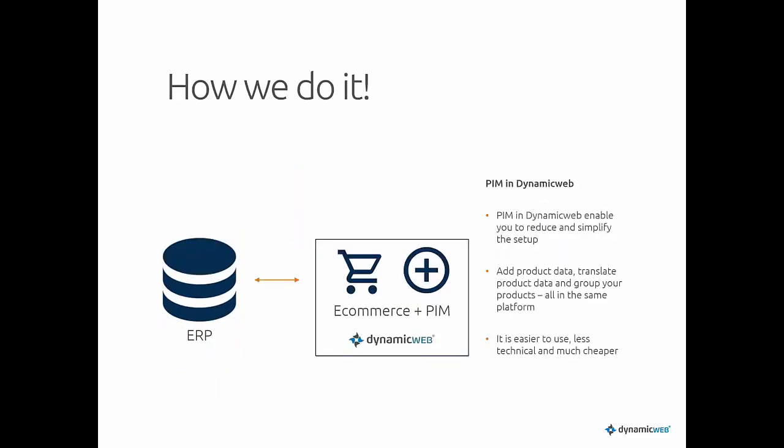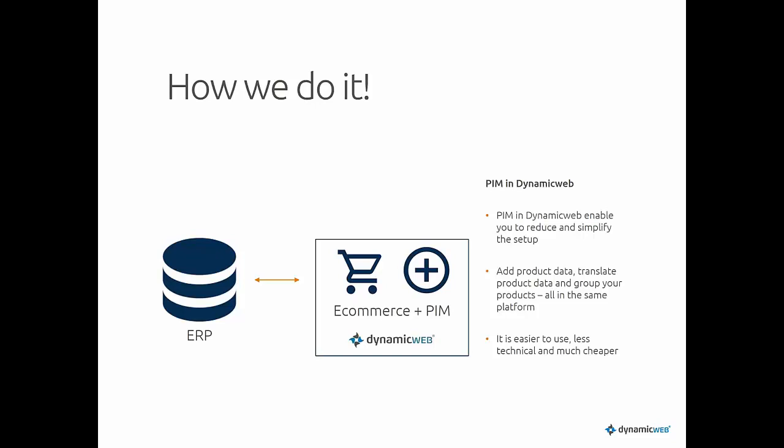So this is basically the place where we want to be, that we have Dynamicweb with an e-commerce and also a PIM solution inside Dynamicweb. And the reasons, of course, are many. First of all, for many customers, we can make an implementation with only two systems, the ERP and the e-commerce. And of course, the benefits of that are many.